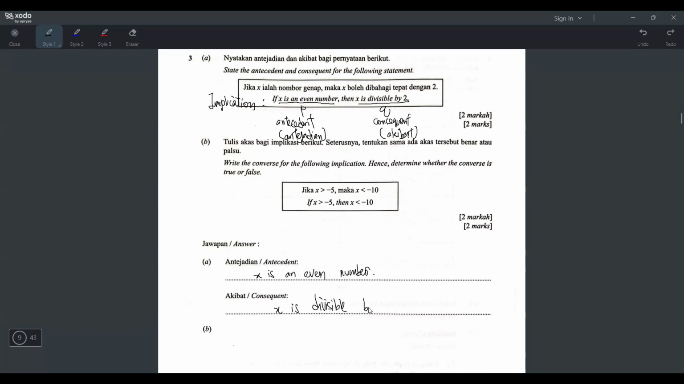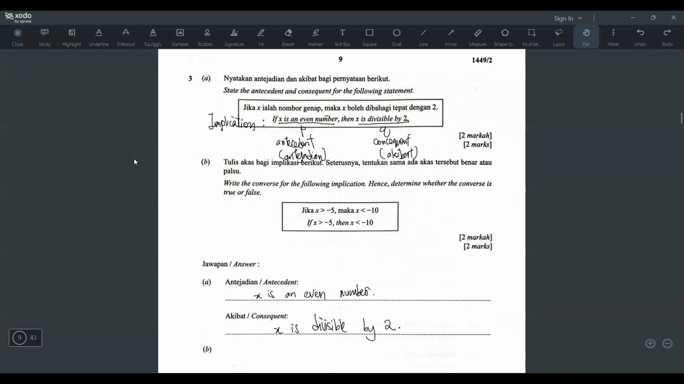We don't even have to care whether this is a true or false statement. We don't care, because the question never asks us to determine the truth value. So we don't even have to think about whether this is true or false. We don't even need to know the meaning of even number to do this question. All we need to do is write down the antecedent and consequent.